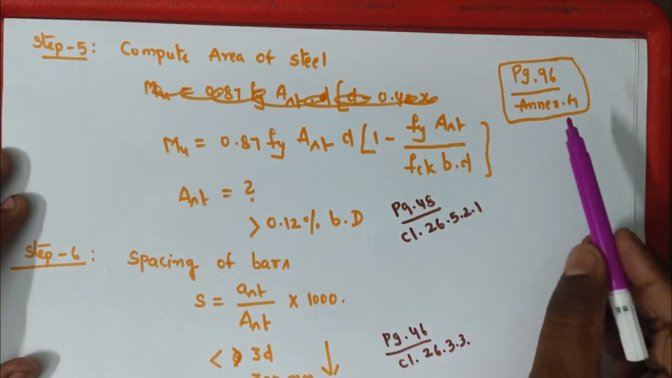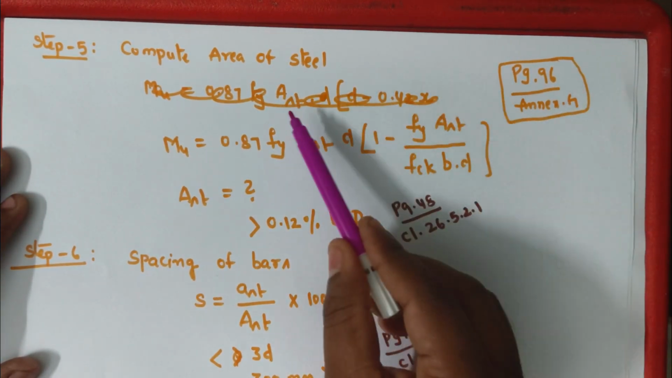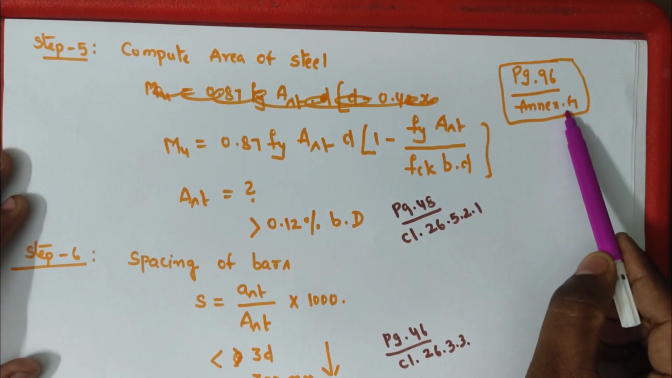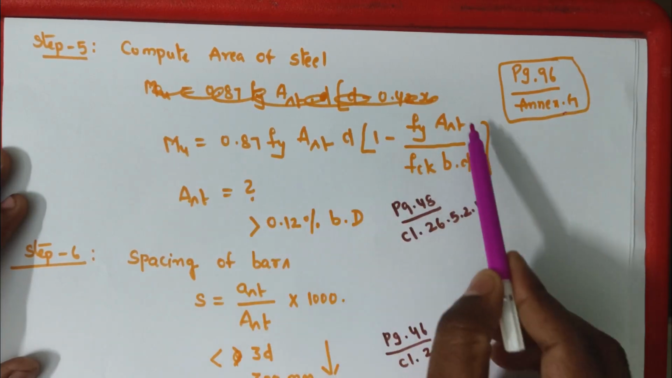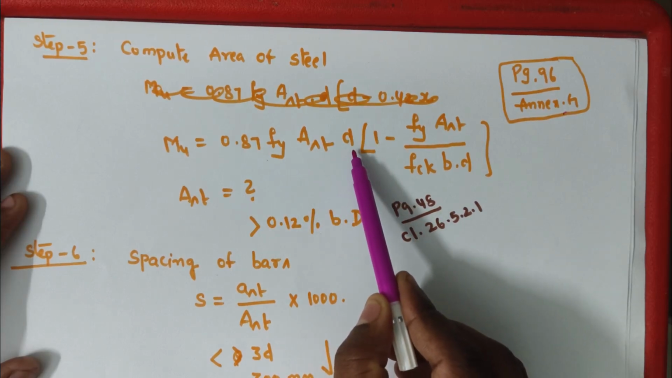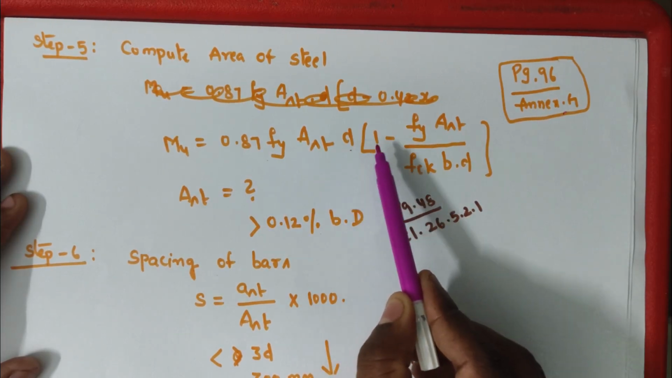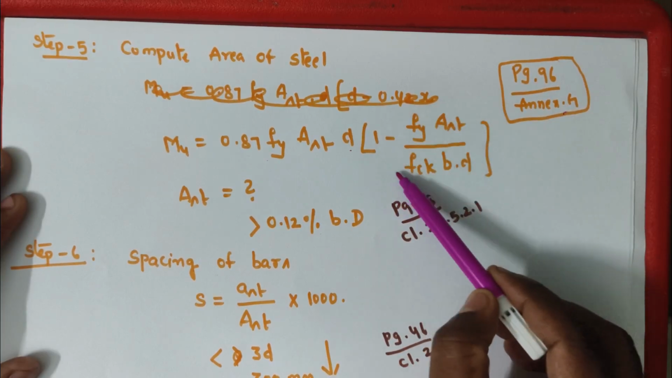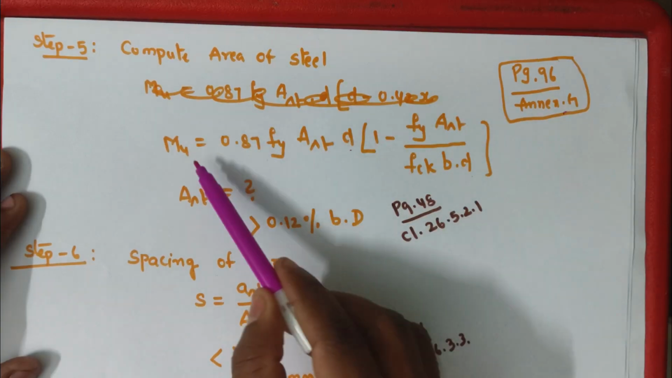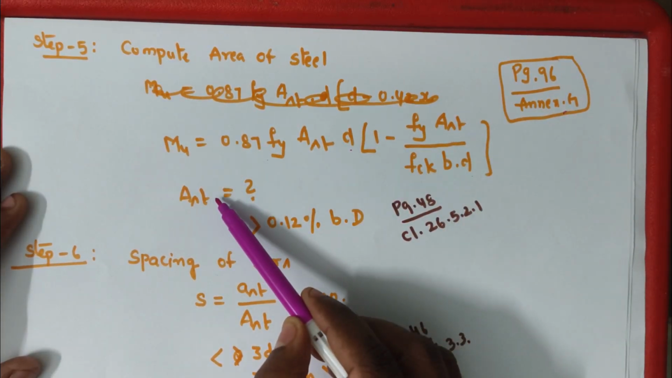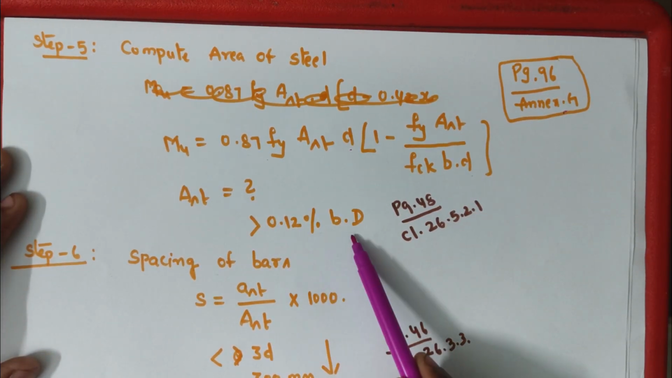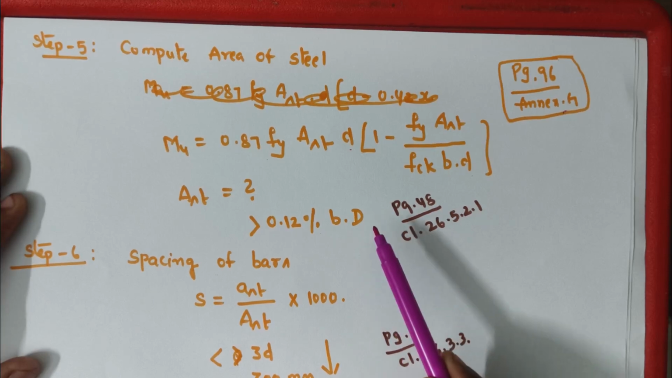To compute the area, you can take the moment of resistance equation from page number 96, Annex G. You can see this equation in this page. 0.87 FY AST multiplied by D into 1 minus FY AST by FCK B times D. From here, you can determine the AST value. This AST value should be greater than 0.12% of B times D.